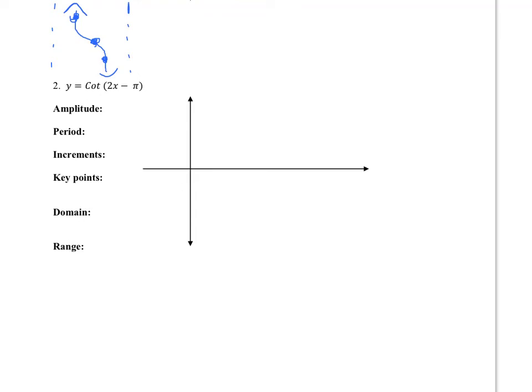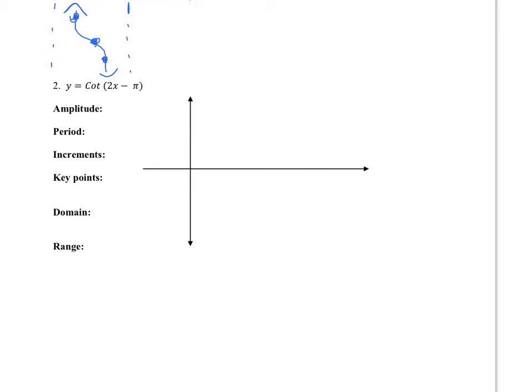Alright, on this video lesson we're just going to look at number 2. Number 2 is just going to be a horizontal shift. We have parentheses and you have 2x minus pi inside the parentheses, but we don't have a vertical shift. There's nothing added or subtracted that's separate with the cotangent. So since there's no vertical shift, I'm going to get the y values right away.